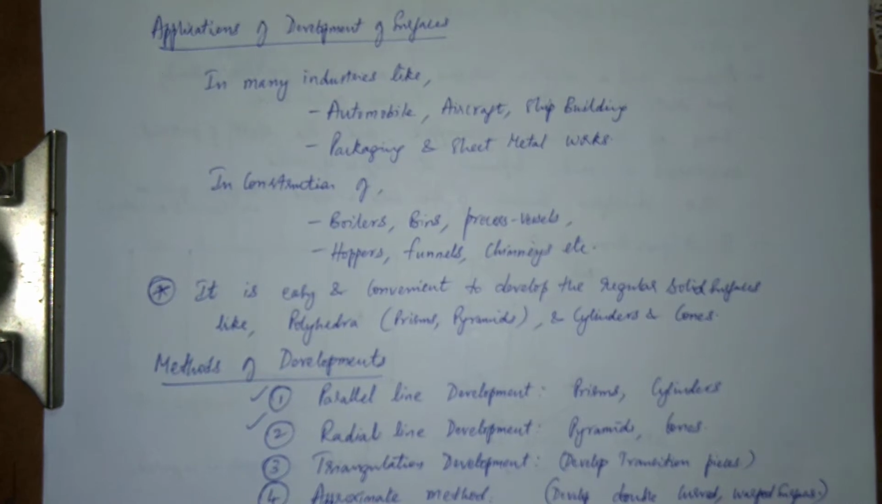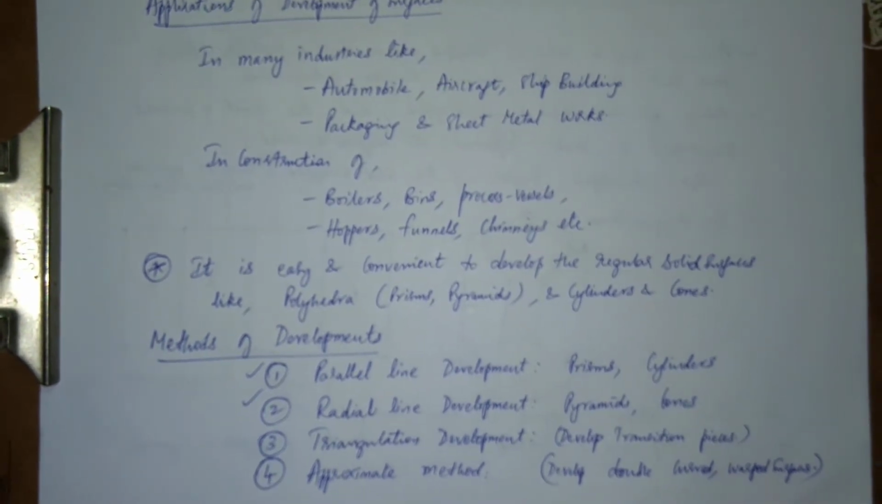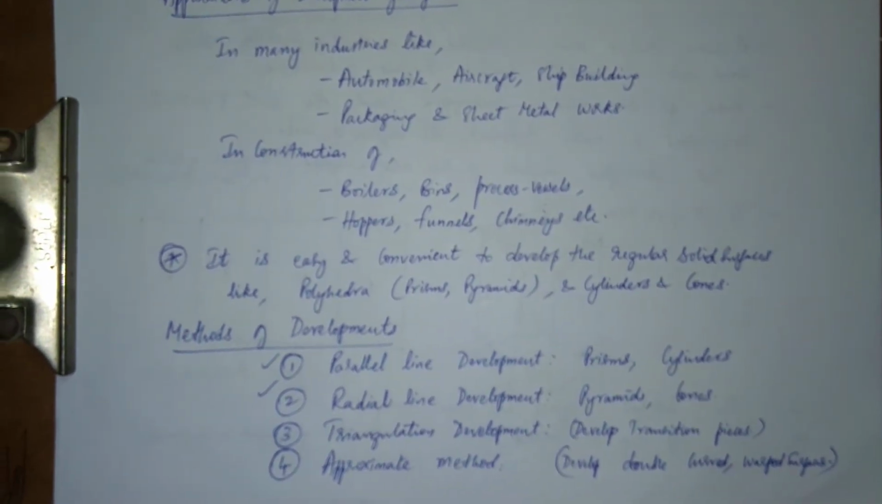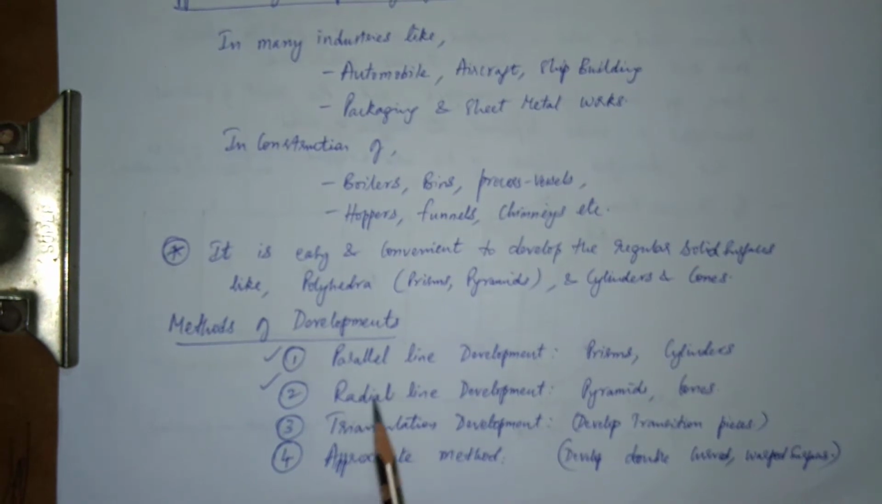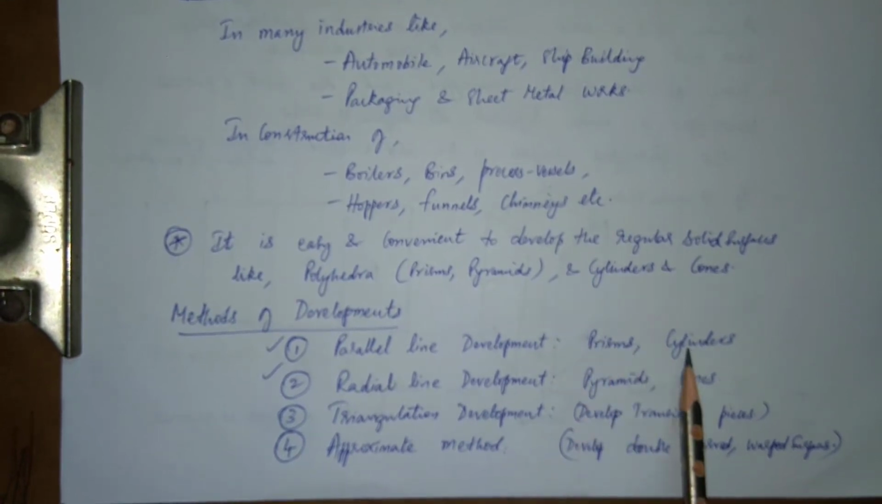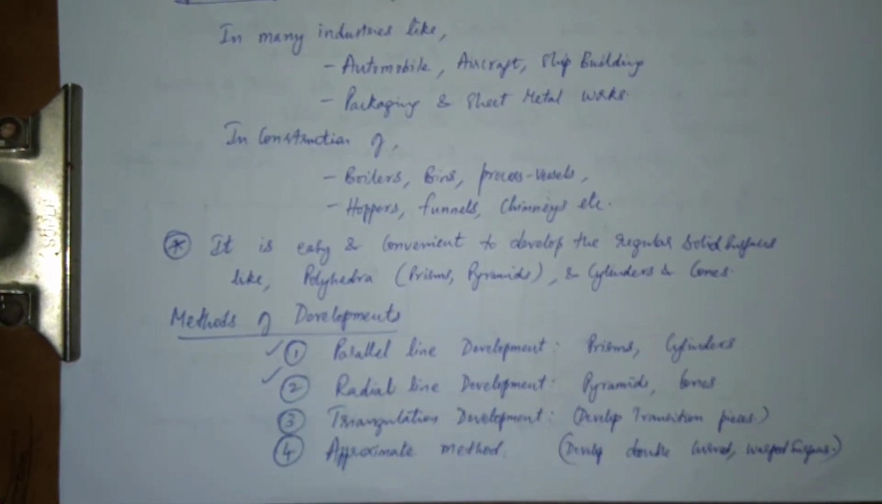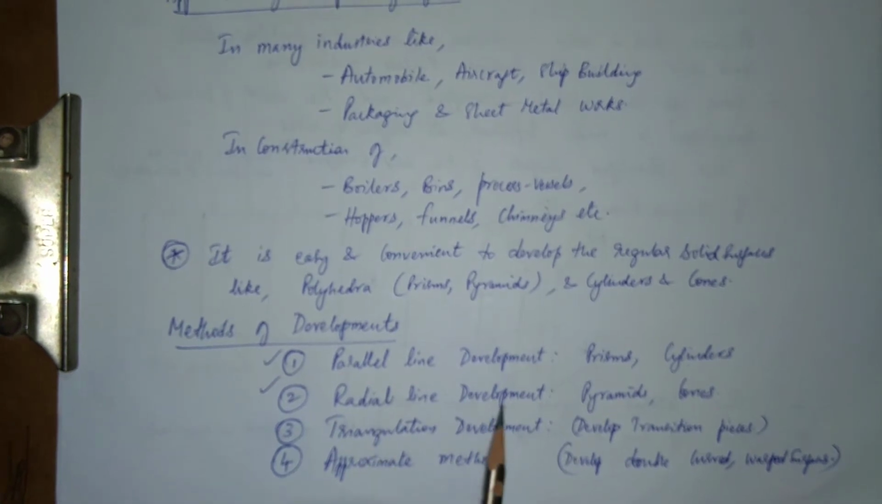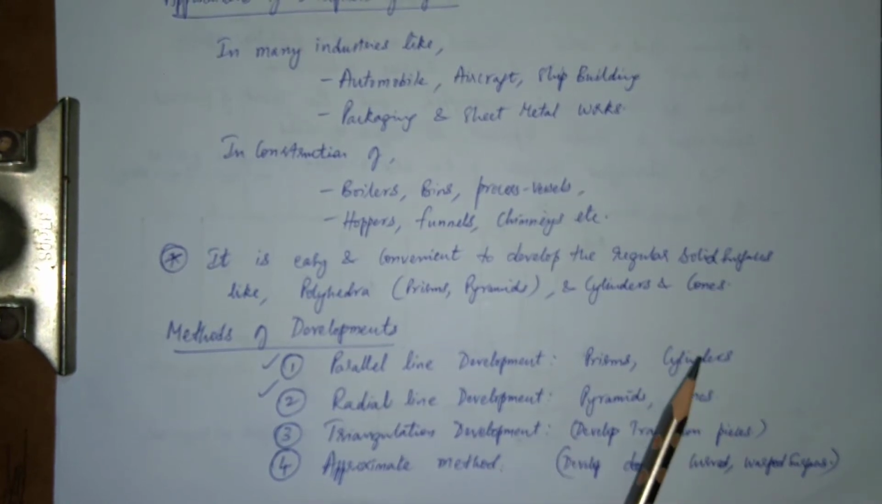Next, we'll move on to the methods of development. There are several methods of development. The first one is parallel line development, which is used for prisms and cylinders. This is what we are going to discuss today in our class. The second one is radial line development. This is used for developing pyramids and cones. This we'll do in a later class.